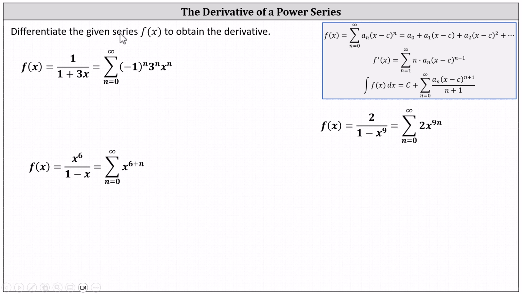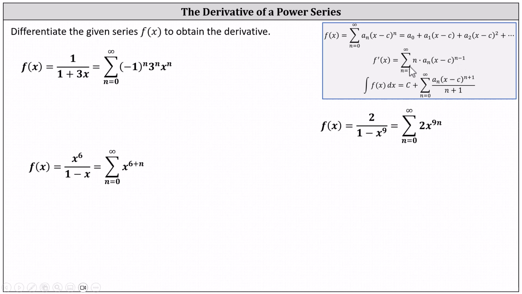Differentiate the given power series for f of x to obtain the derivative. If we have f of x expressed as the power series, the sum from n equals 0 to infinity of a sub n times the quantity x minus c to the power of n, we can express f prime of x as the power series, the sum from n equals 1 to infinity of n times a sub n times the quantity x minus c to the power of n minus 1.